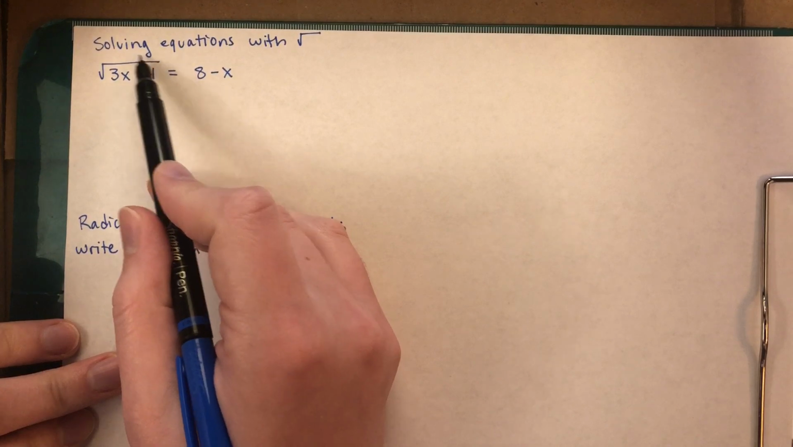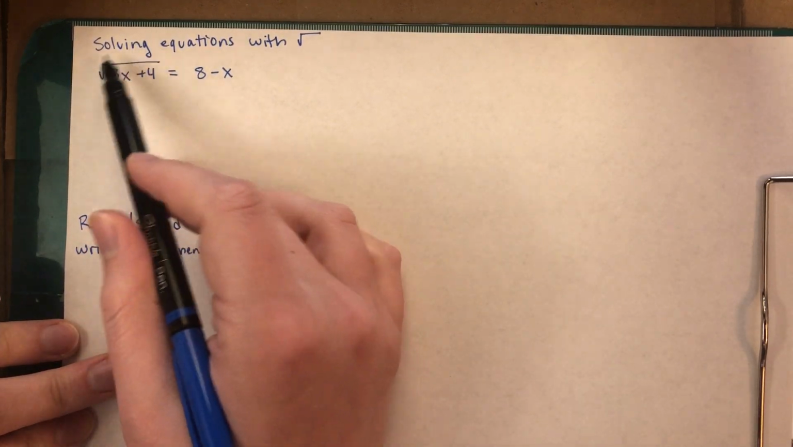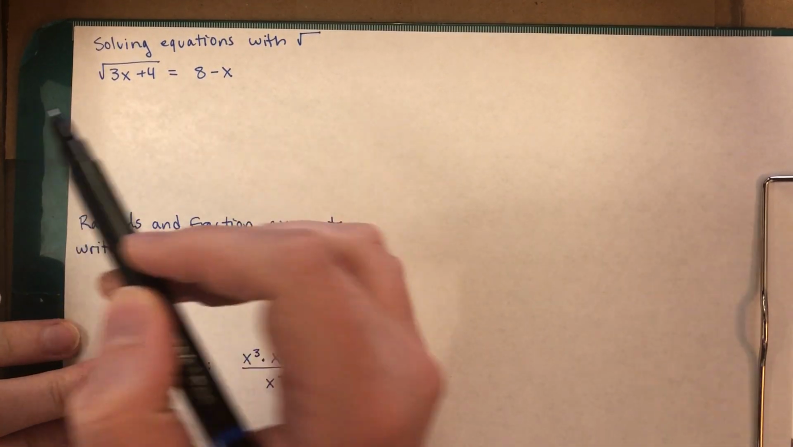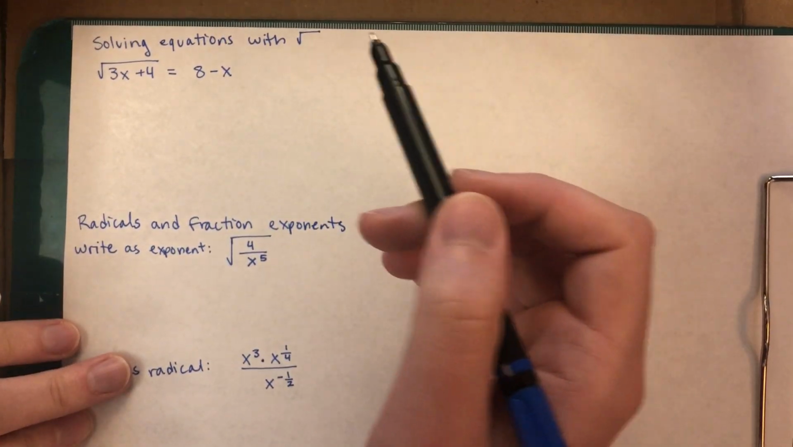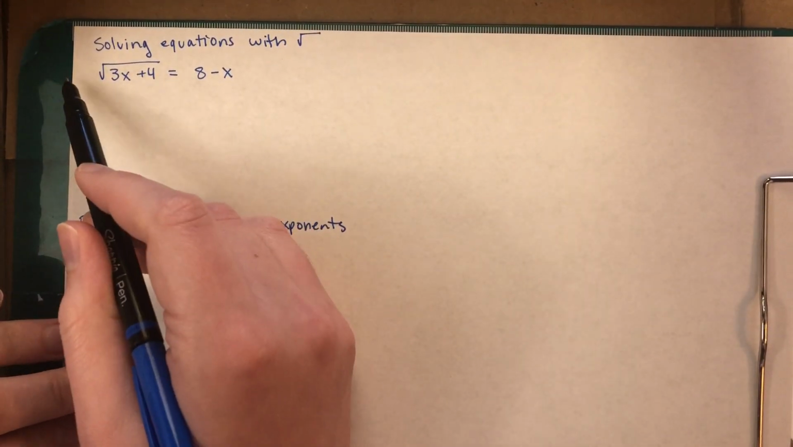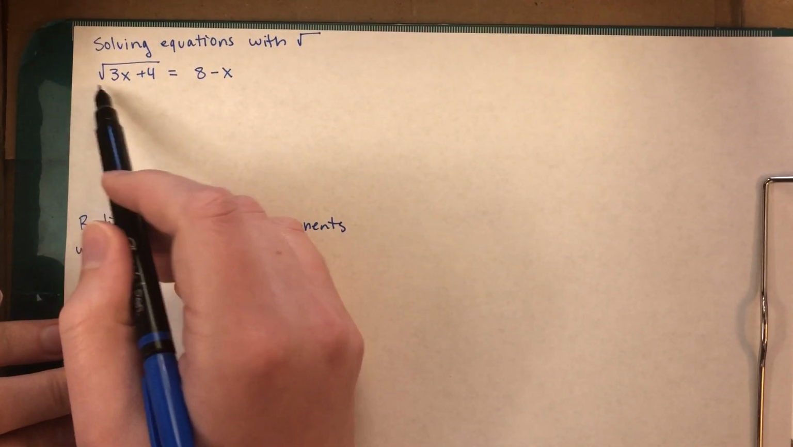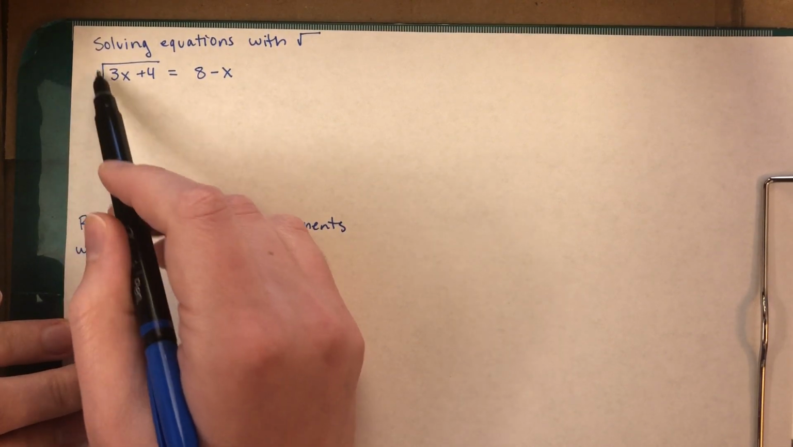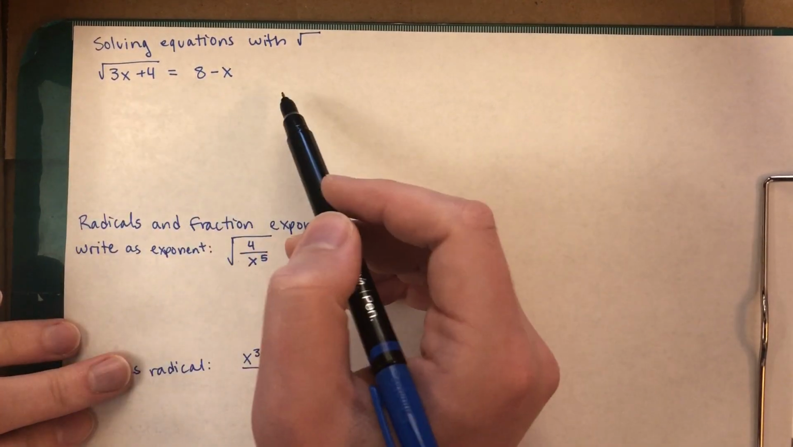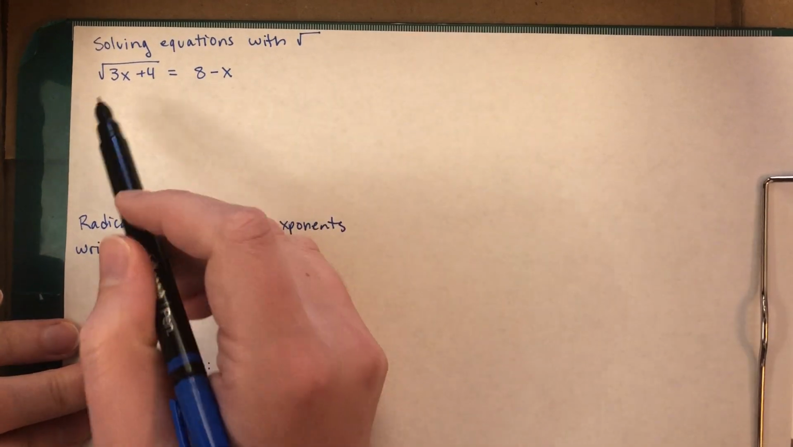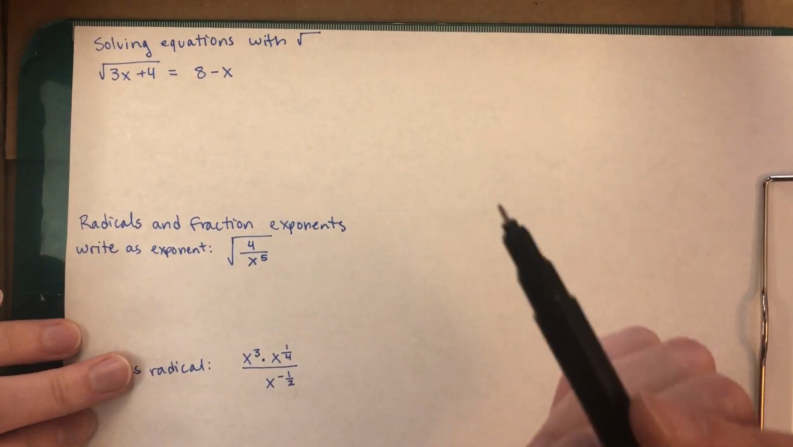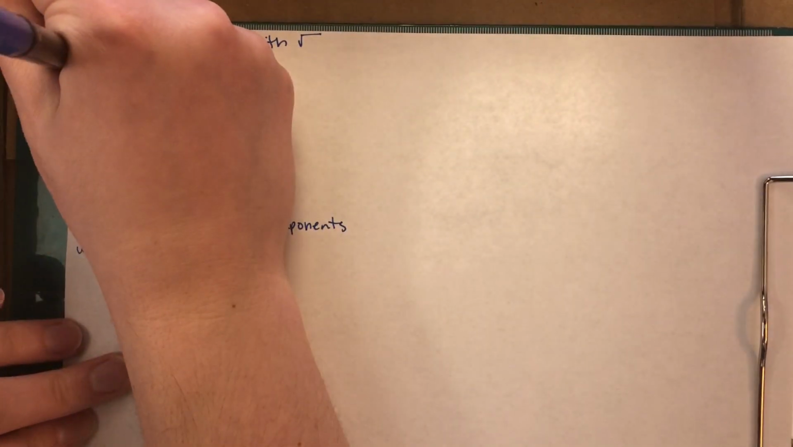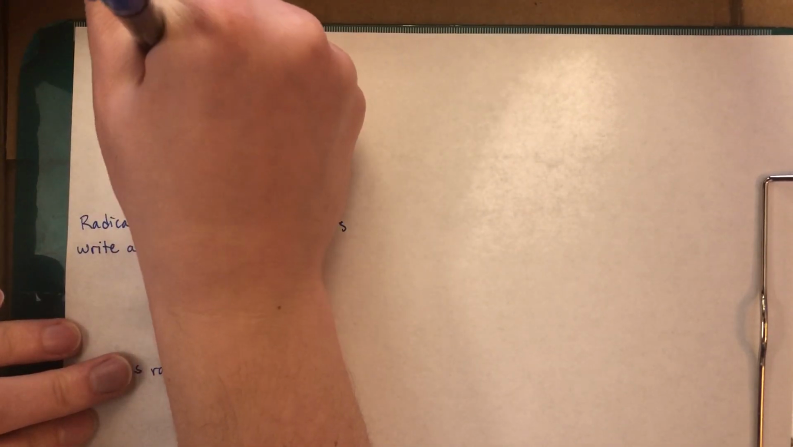First thing I notice is that the square root here is already by itself, which means that I'm ready to try to cancel it out. If it was not by itself, for example, if it had 1 plus over here, I would need to get rid of that number first by moving it to the other side. But if it's already by itself, then the way to get rid of a square root is to square it.